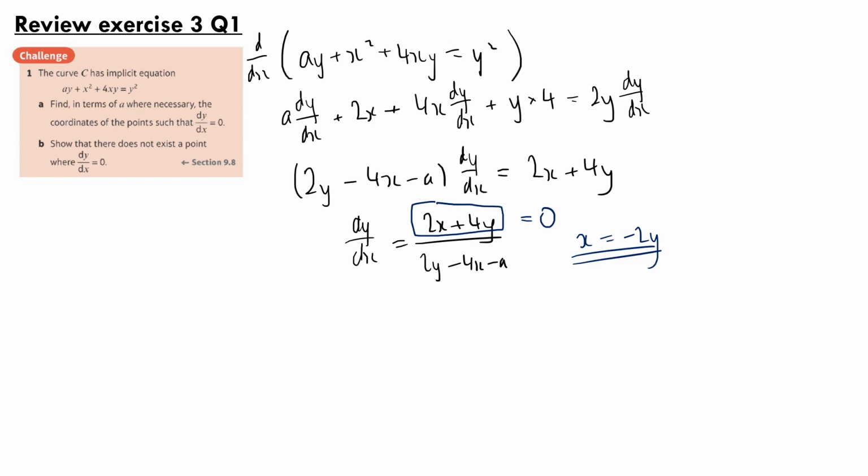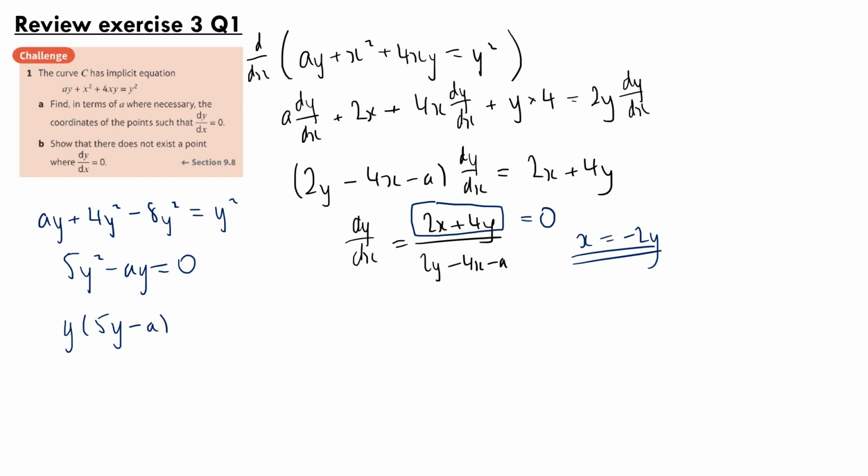And we can substitute this into the original equation. So we have ay plus x squared, which is minus 2y squared, so plus 4y squared, plus 4xy, so minus 8y squared, is equal to y squared. Taking all the terms onto the right hand side, we get 5y squared minus ay is equal to 0. Now factorising, we get y times 5y minus a is equal to 0. So we get two solutions for y, y equals 0 and y equals a over 5.